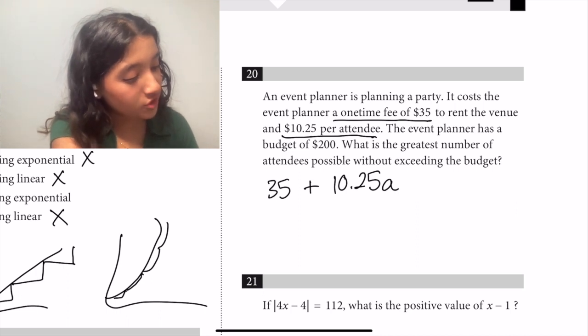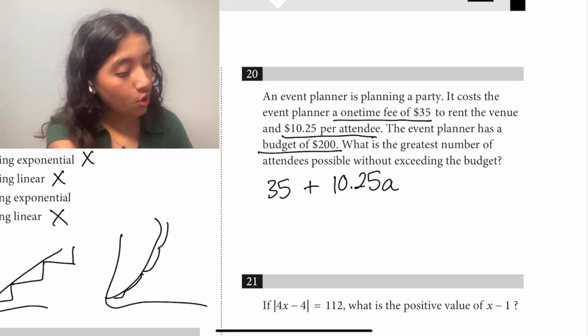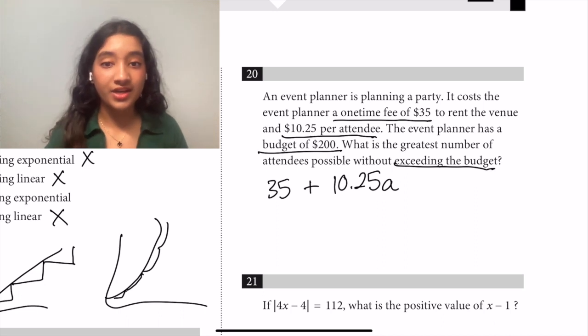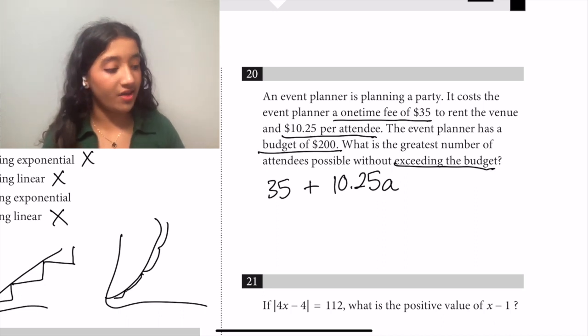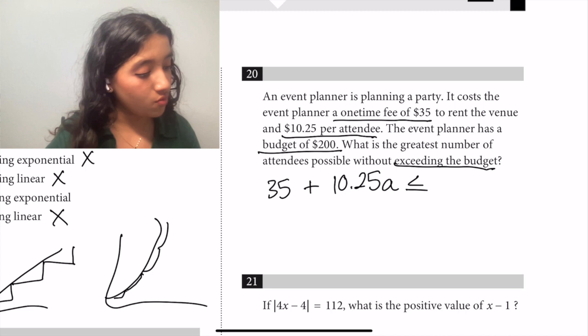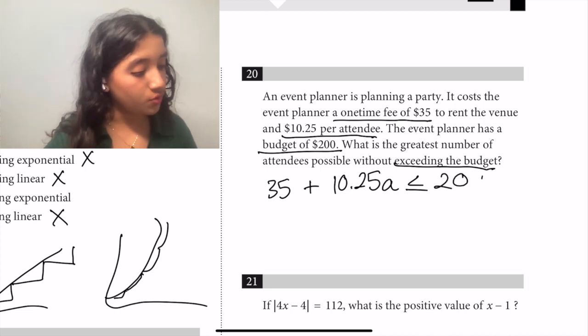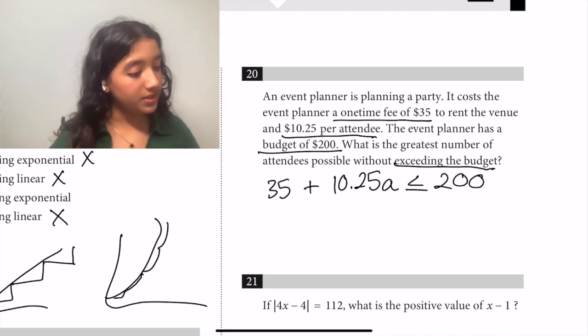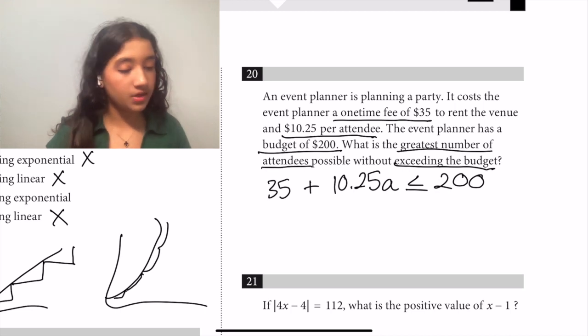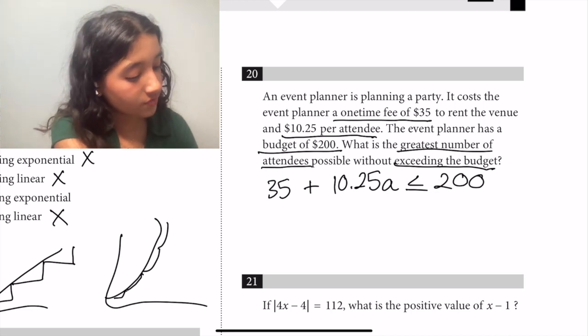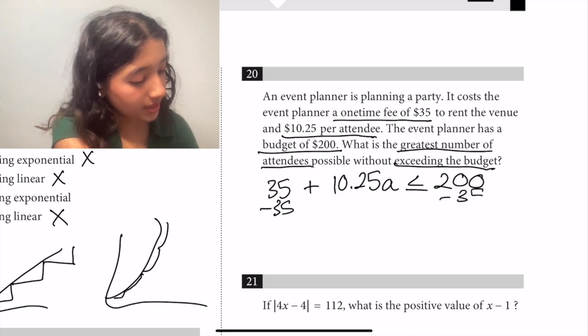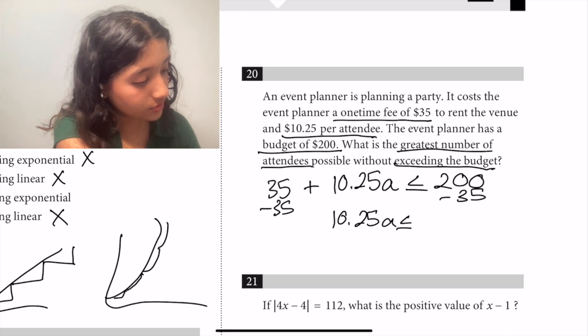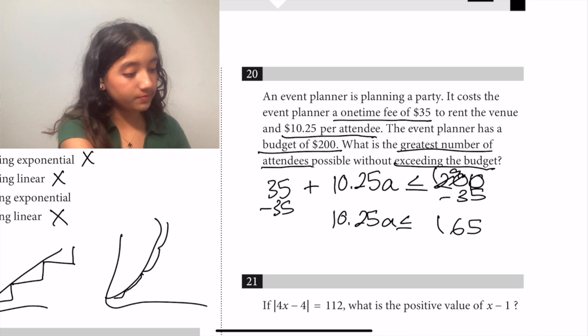And the budget is $200. So we don't want to exceed the budget. That means that we can either have exactly the budget or we can have less than it. So that leads to the inequality less than or equal to 200. And we want the greatest number of attendees. So if we subtract 35 on both sides, we get that 10.25a is less than or equal to 165.